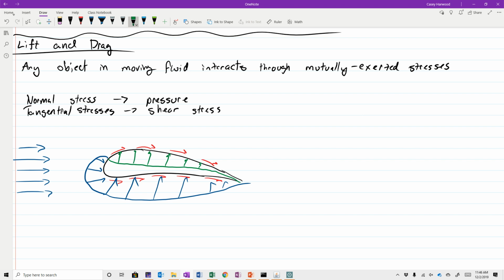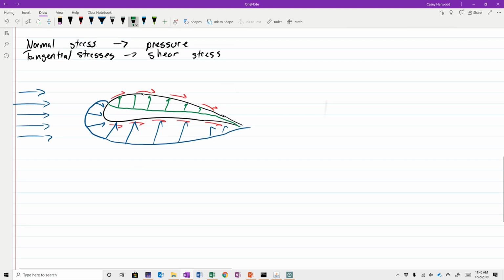as a suction influence. And then, in addition, the flow at the bottom and the top will result in this skin friction, this red skin friction that is known as the shear stress.